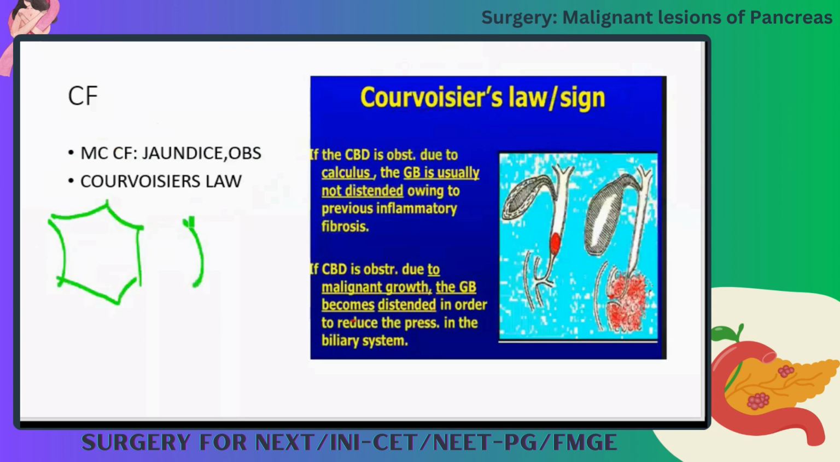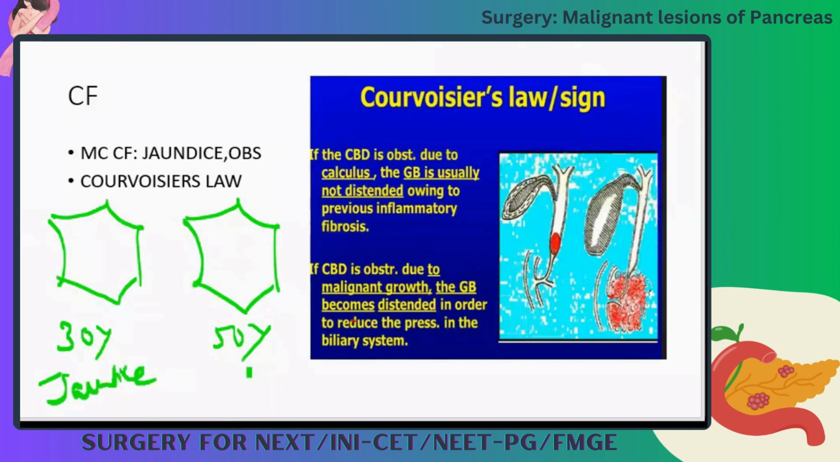I'll tell you an example. A 30-year-old male comes to me. A 50-year-old male comes to me. Follow clearly, please. Both of them come to me with jaundice and abdominal pain. Is it clear till now? I have done an abdominal examination, and the gallbladder is not palpable in this patient. The gallbladder is palpable in this patient.